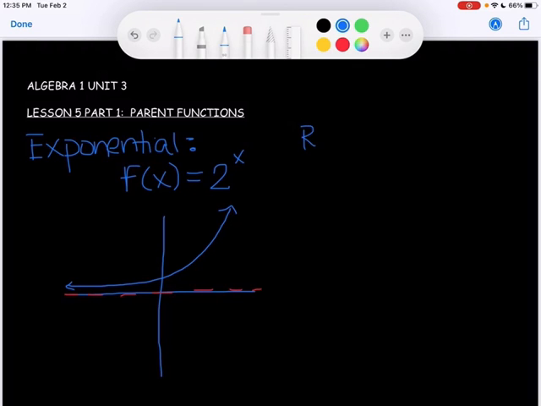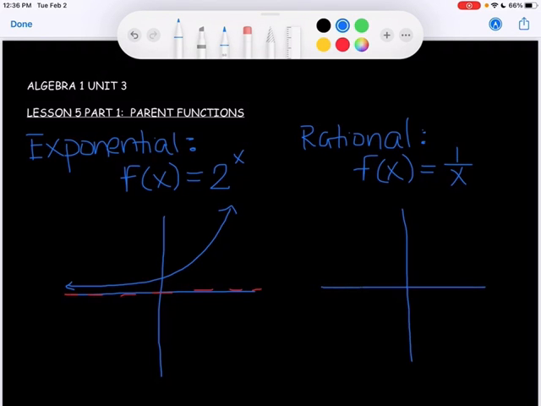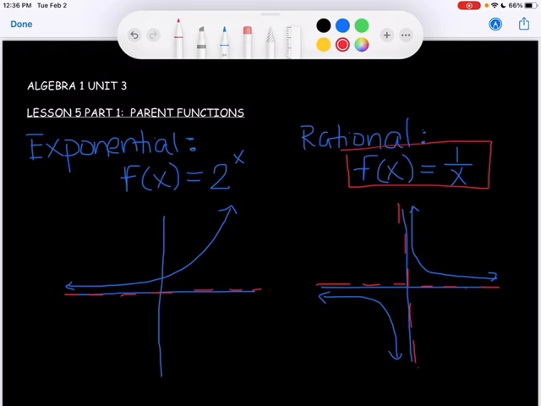And the last one is the rational function. This one is when x is in the denominator. You've got 1 over x. So f of x equals 1 over x is the rational function. And this one looks like this. And this one actually has asymptotes too, which are imaginary lines that it's getting closer to but never actually crossing. It's got 2 of them. Again, the main thing is just knowing the shape and what the actual function is, like f of x equals 1 over x.